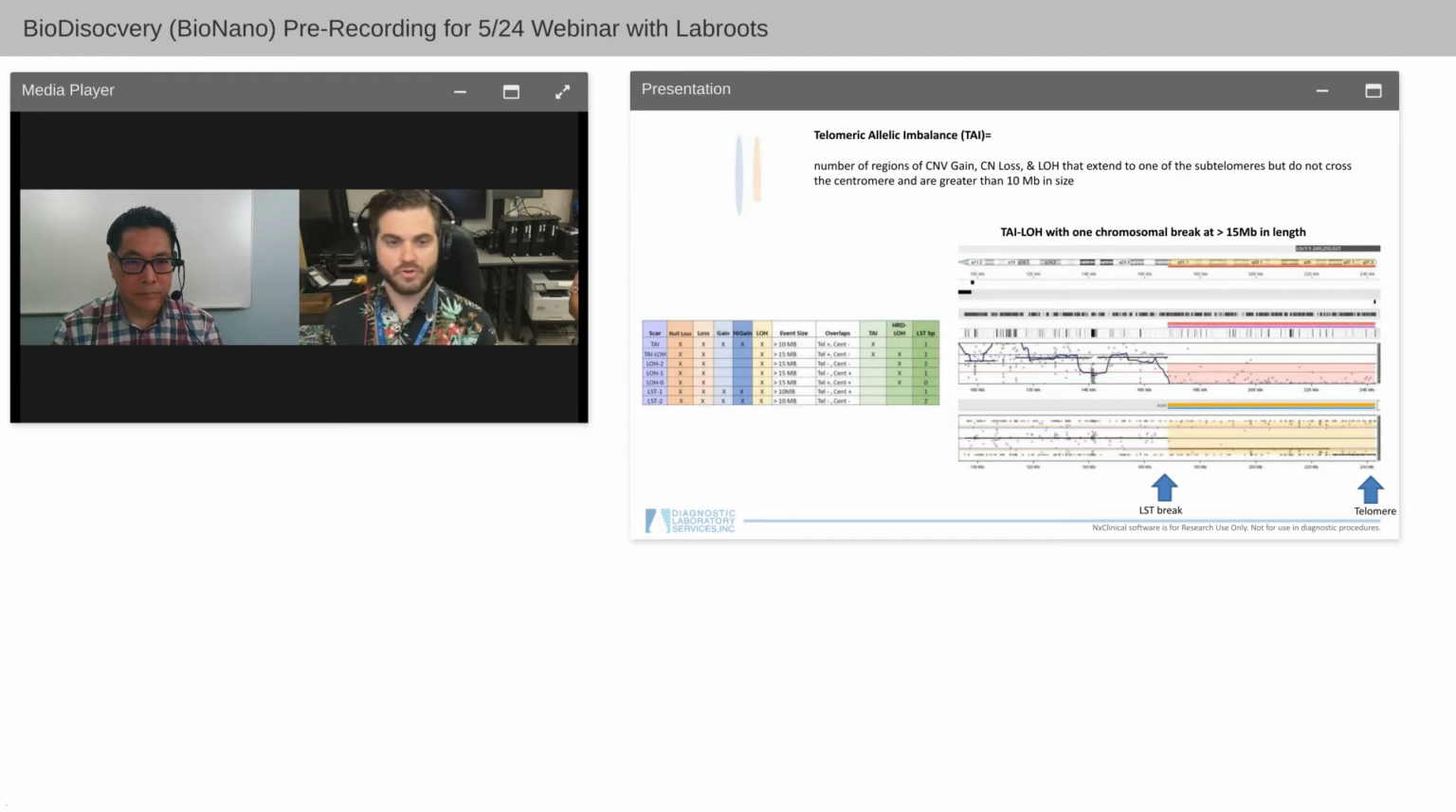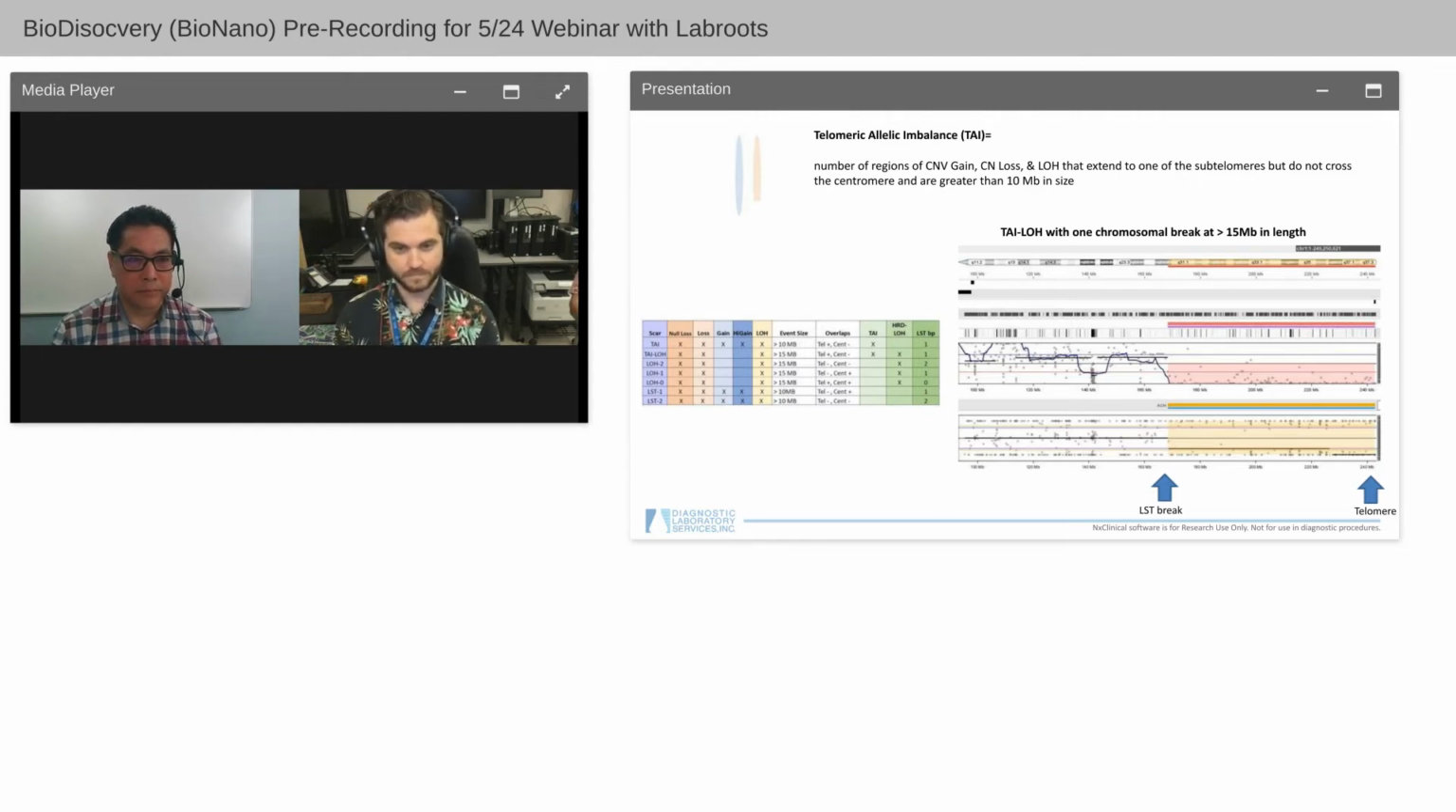So I am showing here a telomeric allelic imbalance. It is also the overlap of a loss of heterozygosity. So it's one of those that fits TAI LOH in the middle of the Venn diagram that we showed earlier. You see the telomere involved on the rightmost side of the zoom in of the Q arm, and then you also see where the state change of the LST had occurred.